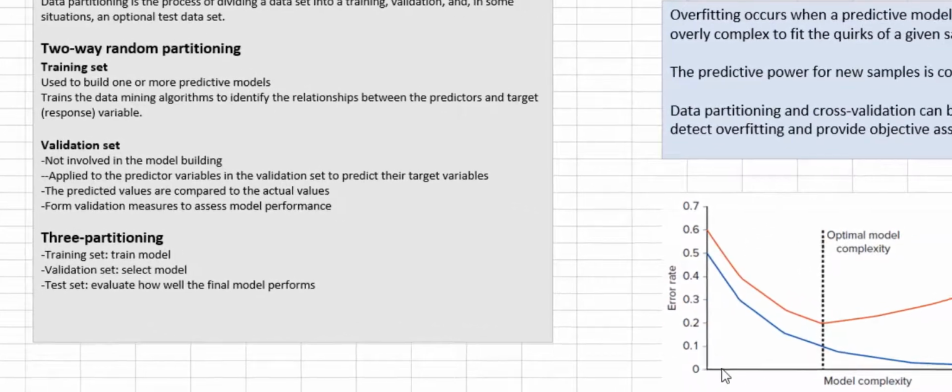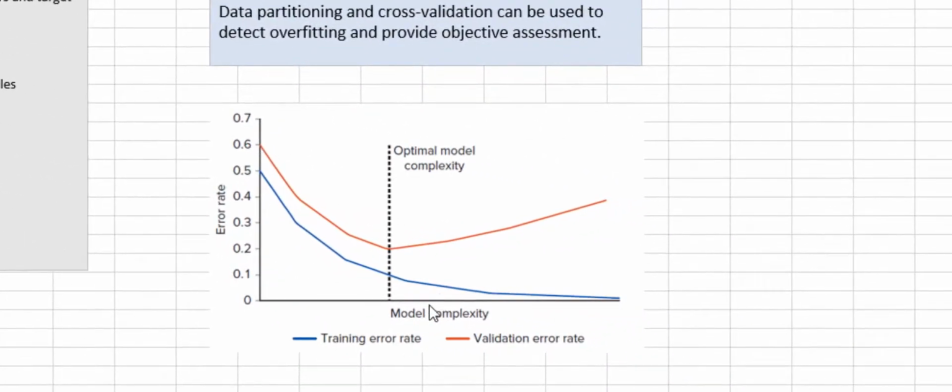And this figure explains the overfitting problem. The blue line represents the training error rate and the orange line represents the validation error rate. As you increase the model complexity, at first both error rates decrease, and after some point you see that the validation error rate starts to increase, although the error rate in the training dataset is still decreasing.